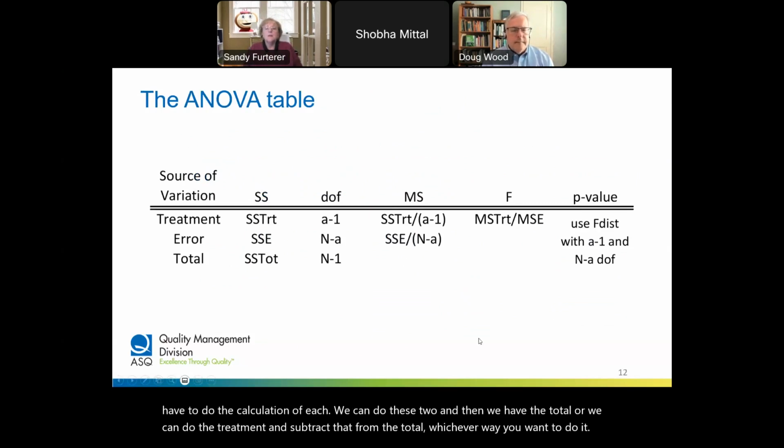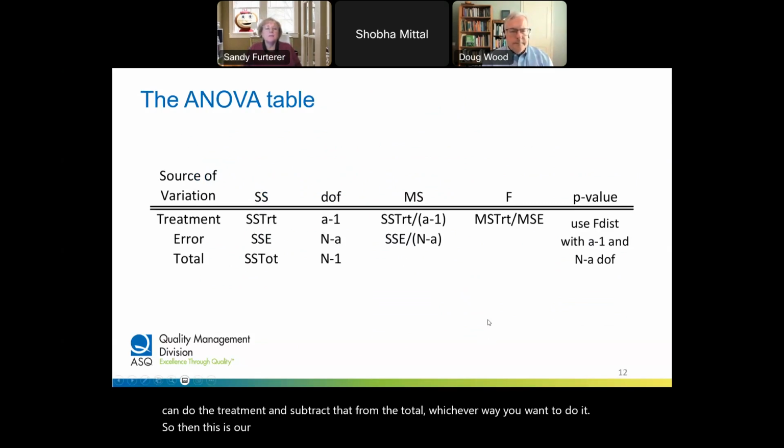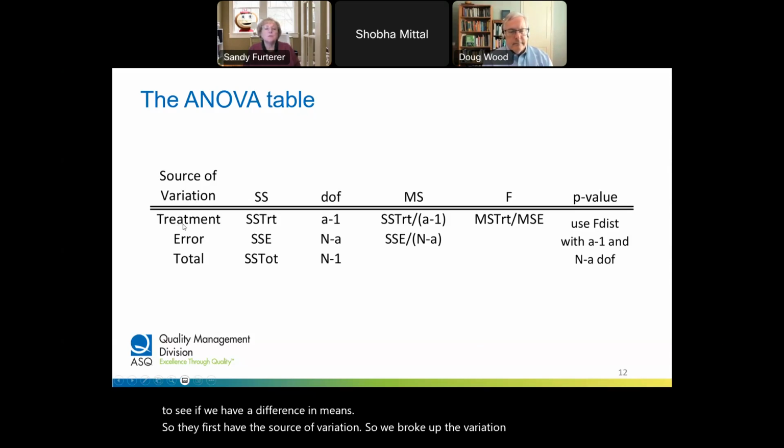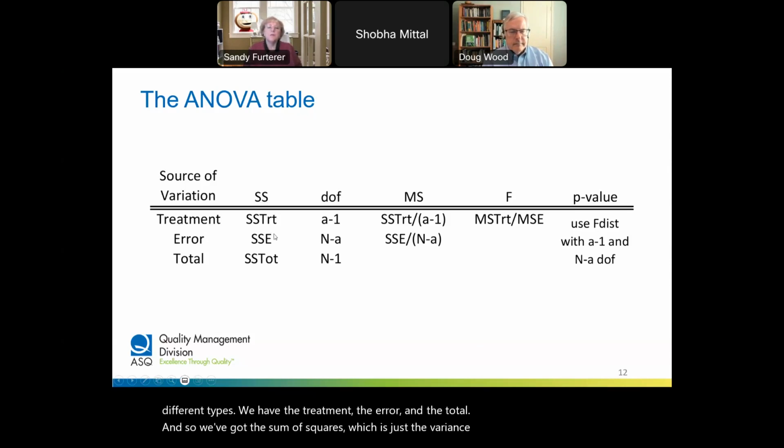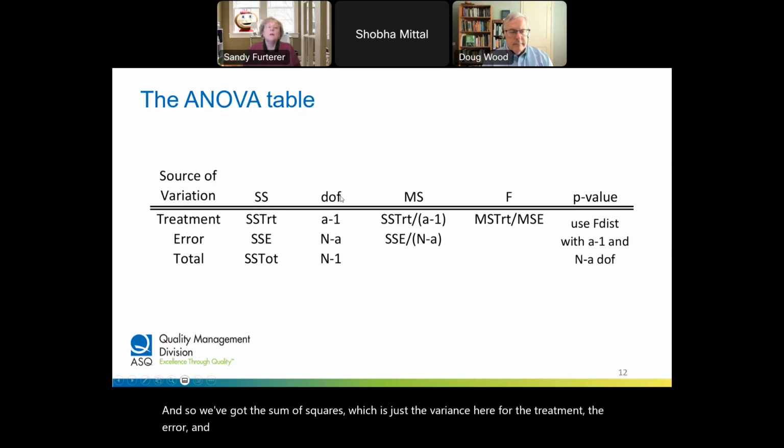So then this is our table, our analysis of variance table. This is ultimately what we're looking at to see if we have a difference in means. So they first have the source of variation. So we broke up the variation into different sources, different types. We have the treatment, the error, and the total. And so we've got the sum of squares, which is just the variance here for the treatment, the error, and the total. And we have the degrees of freedom.